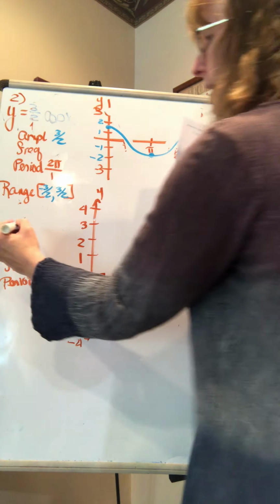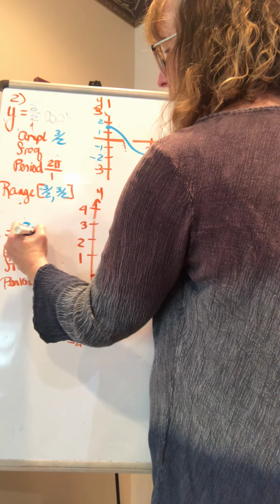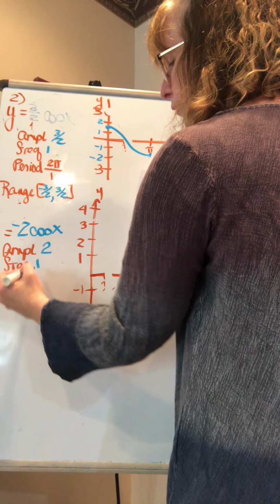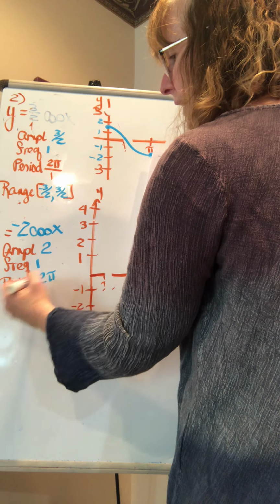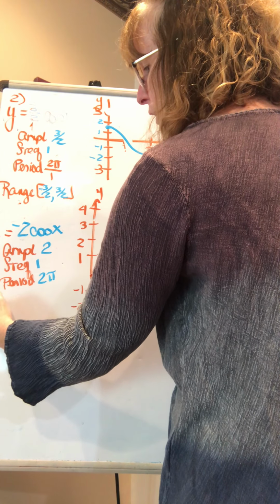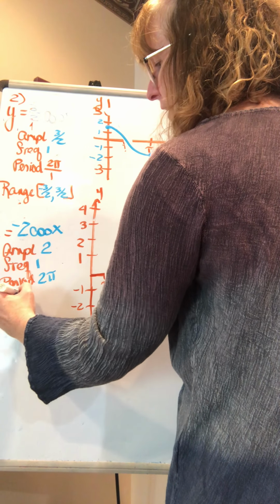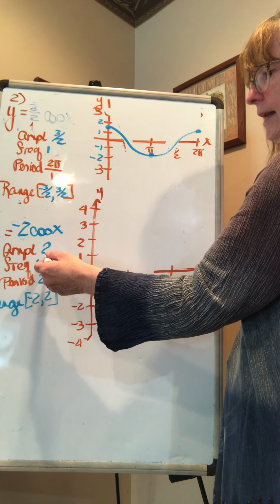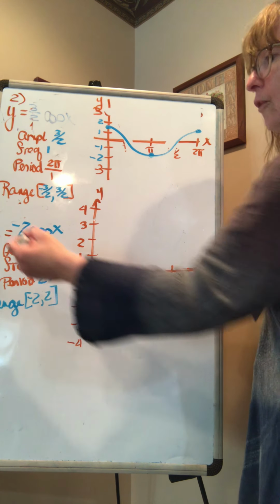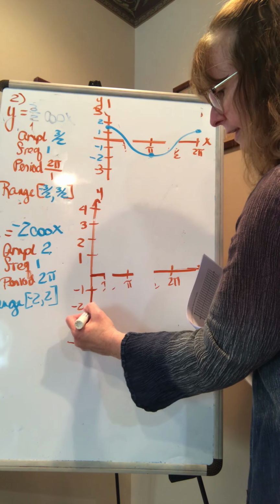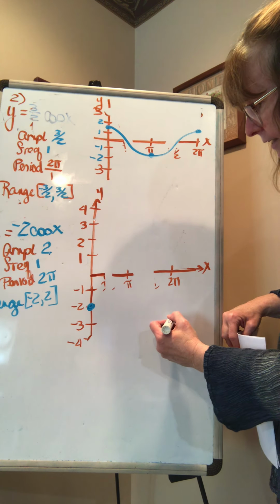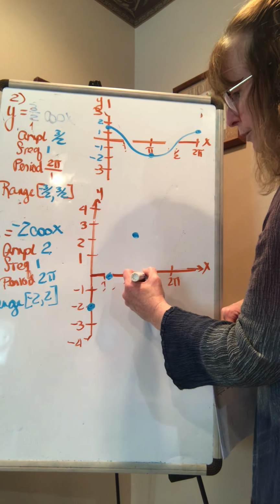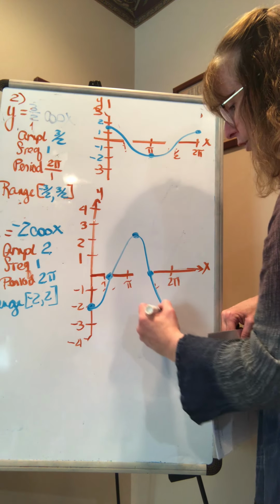Then last one, -2 cosine of x, gives me an amplitude of 2, a frequency of 1, and a period of 2 pi. This is going to give me a range of -2 to 2, because I am now going to oscillate up and down 2. Now, the negative again tells me I'm starting down at -2, so I'm going to end at -2. Halfway, I'm going to be at 2, and my zeros didn't move. So here is the next cosine.